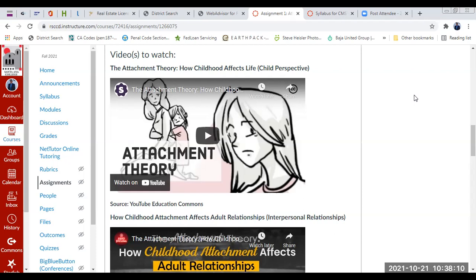So the first one is going to go over attachment theory, and the person is going to talk about attachment theory from the perspective of a child. So the examples in there are going to be from a child perspective, right? Now, so watch that one.